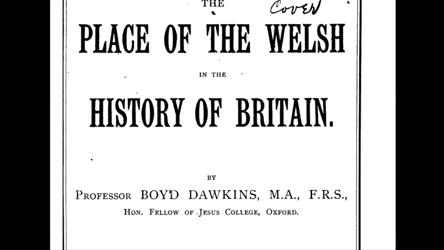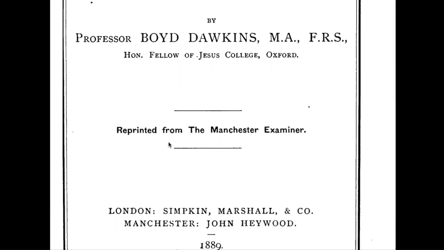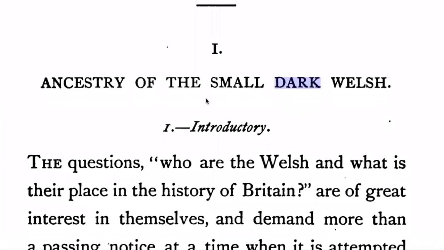So we're in this other book. It's called The Place of the Welsh in the History of Britain, again by Professor Boyd Dawkins, Honorary Fellow of Jesus College, Oxford, reprinted by the Manchester Examiner. This is from 1889. It says here, The Place of the Welsh in the History of Britain. Again, ancestry of the small dark Welsh. So it says here, part two, the small dark Welsh.